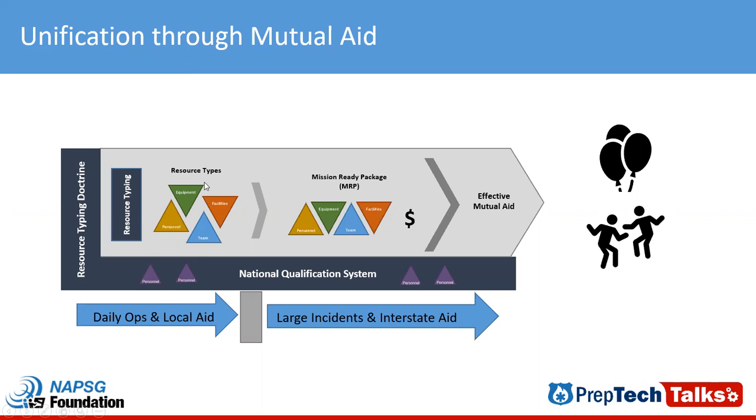So you can see how certainly this can align to different levels of mutual aid, and it's important to acknowledge that. We oftentimes at the local level will request and deploy certain pieces of equipment, be it an ambulance or a pumper or one other piece of equipment or a small team, through our daily operations, our automatic aid and our local aid. But as events scale in complexity and scope, we often need to go through that process of mission-ready packaging our resources.